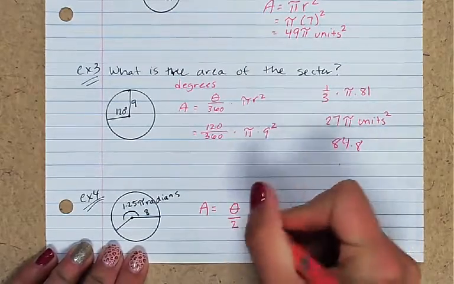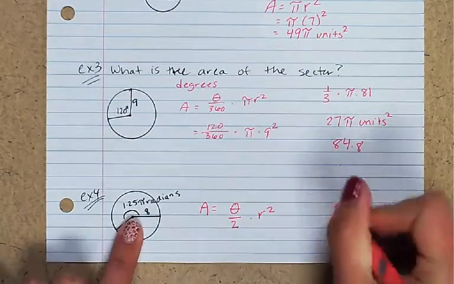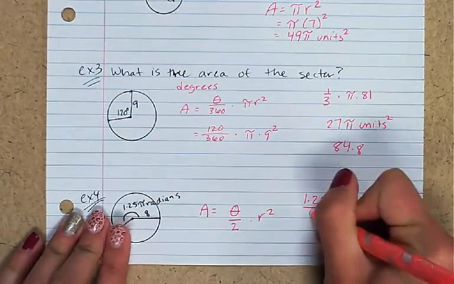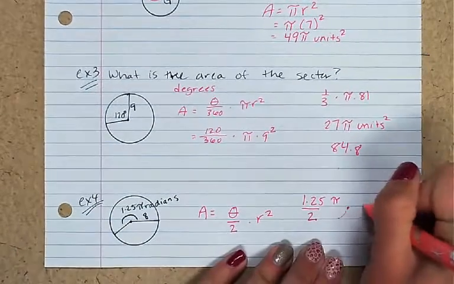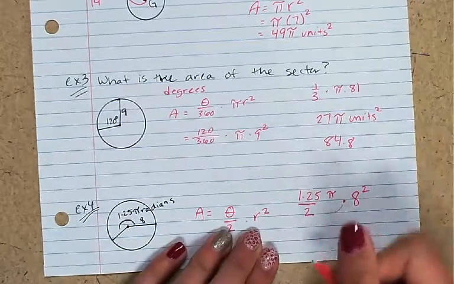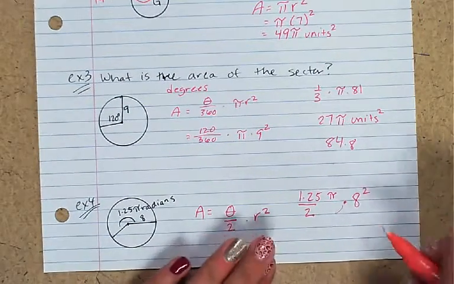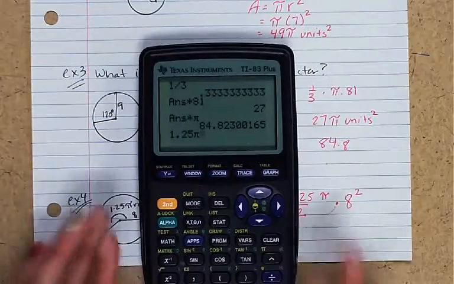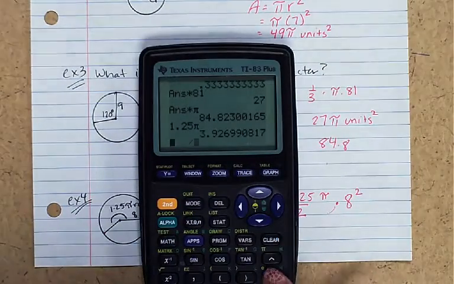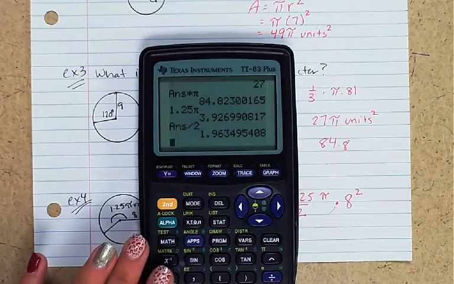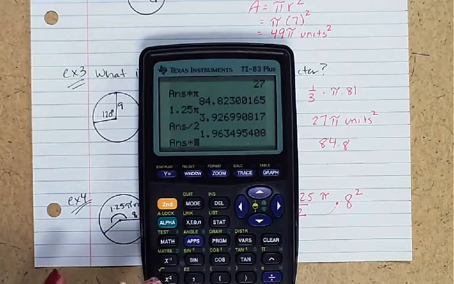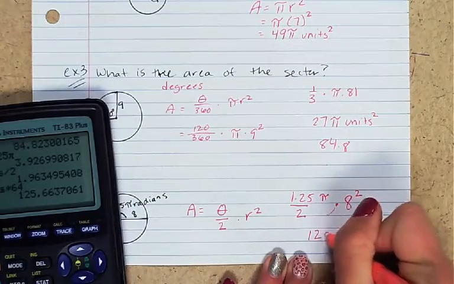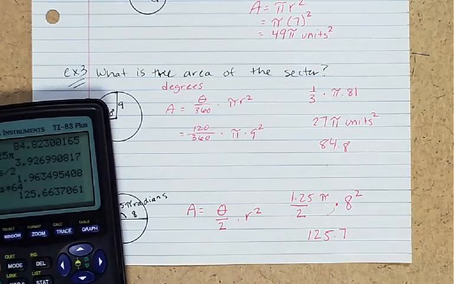the radian measure divided by 2 times r squared. So we have 1.25 pi over 2 times the radius squared. So I'm going to go ahead and answer this one as a decimal. So I'm going to go 1.25 pi divided by 2, and then I'm going to do times 64, because that's 8 squared. So we get 125.7 square units.